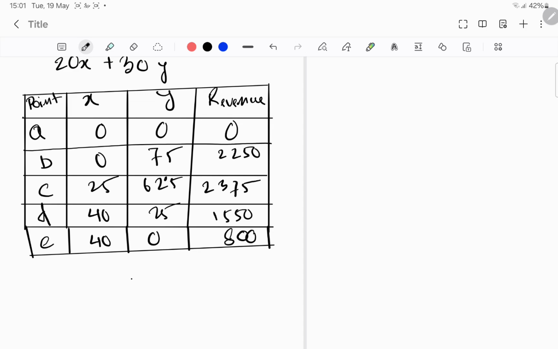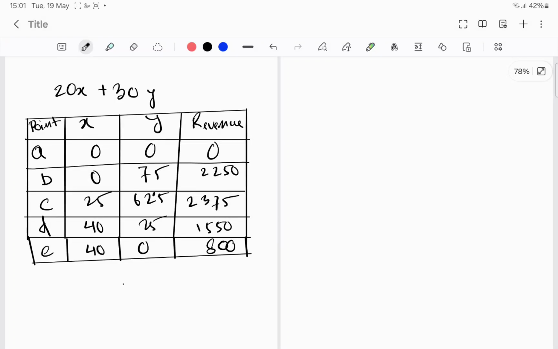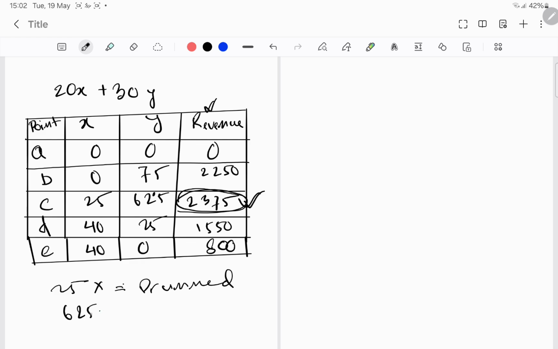Okay, so you got the revenue of all of them, and this is a maximization problem, so we need to see which one is giving us the highest revenue. If you consider this column, you will see that point C is giving us the highest revenue. So this is our optimal solution. That means the farmer should grow 25 of X, meaning 25 of pruned, and 62.5 barrels of Y, meaning regular olive. That's all.